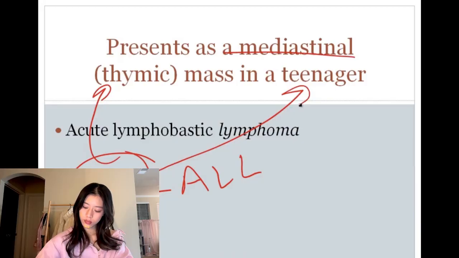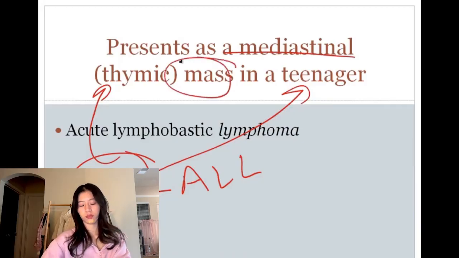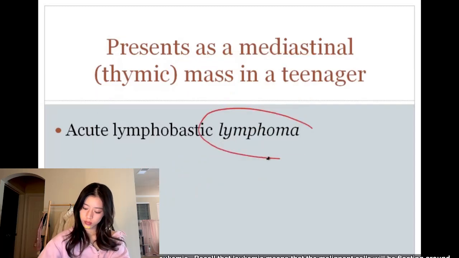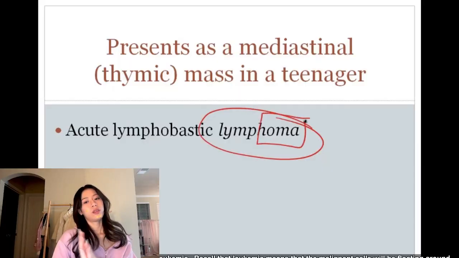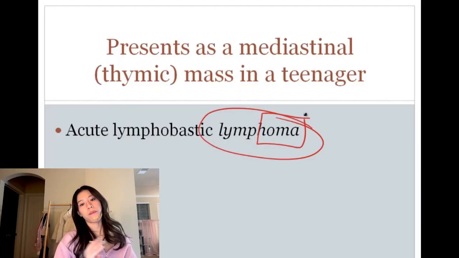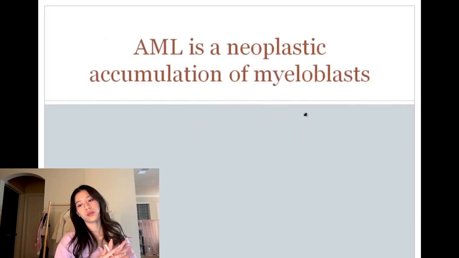At the same time, because it's a thymic mass instead of cells floating around in the blood, we call this acute lymphoblastic lymphoma instead of leukemia. Recall that leukemia means that the malignant cells would be floating around in the blood, and lymphoma, -oma means mass, means that the malignant cells are forming a mass. So we would call this disease acute lymphoblastic lymphoma because it would be classically forming a mass in the mediastinum.